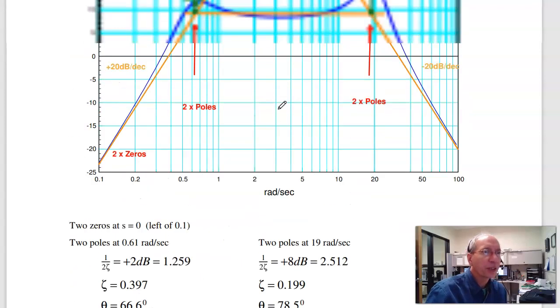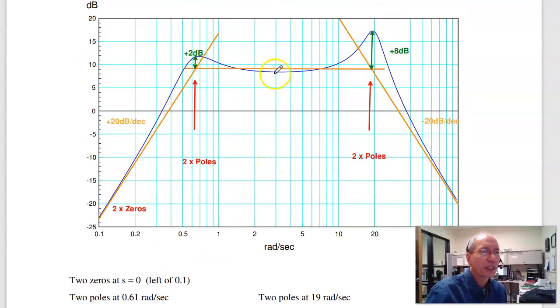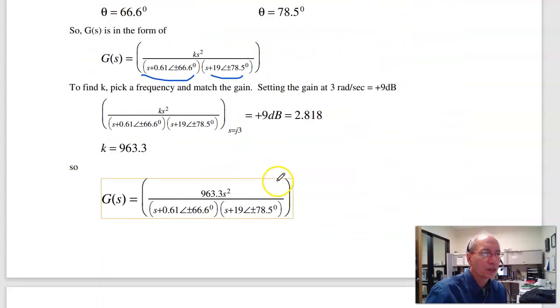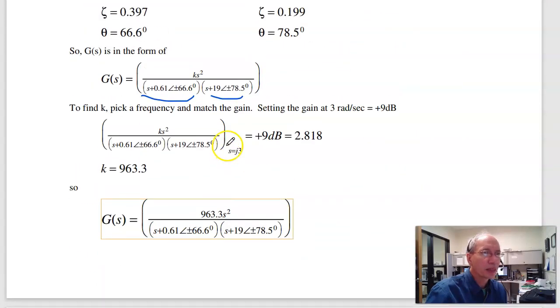To find K, pick any frequency you want and match the gain. I chose 3 radians per second, so at 3 radians per second, the gain should be right here. So at 3 radians per second, it should be plus 9 dB. So find K so that the gain is correct. I get K is 963. There's G of S.